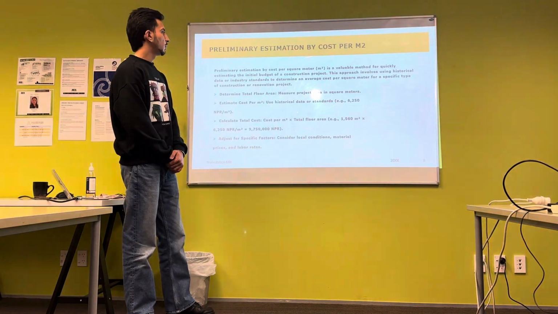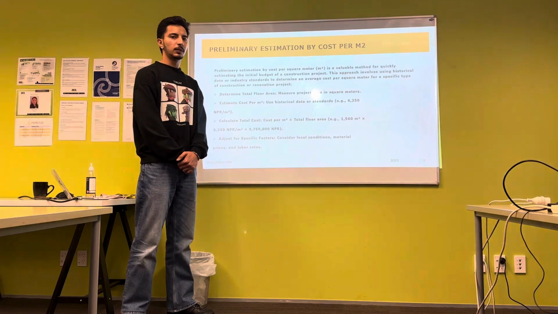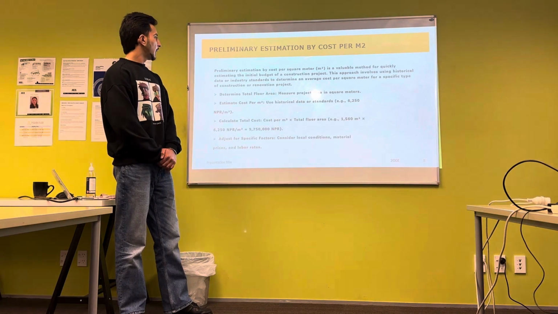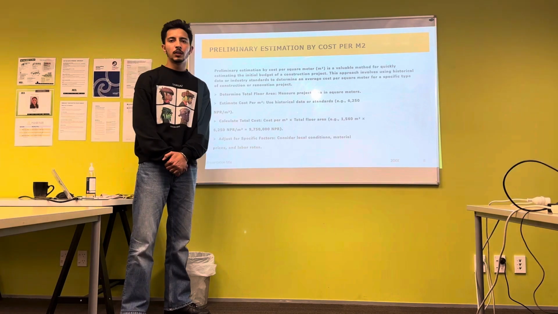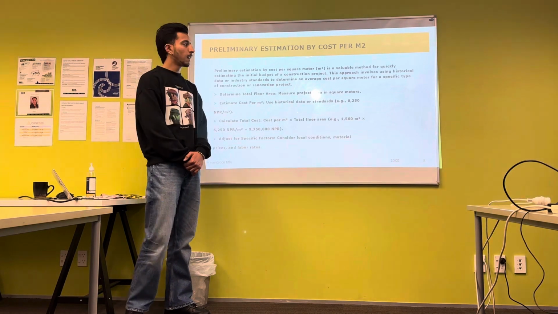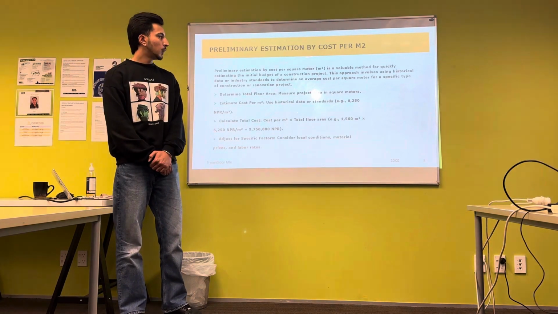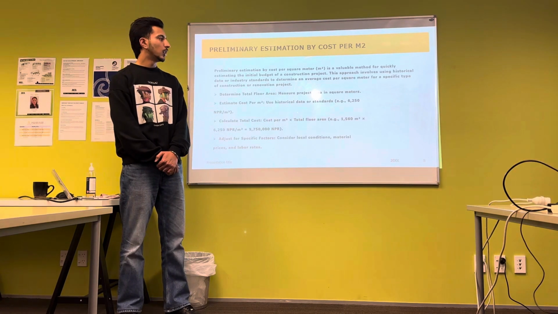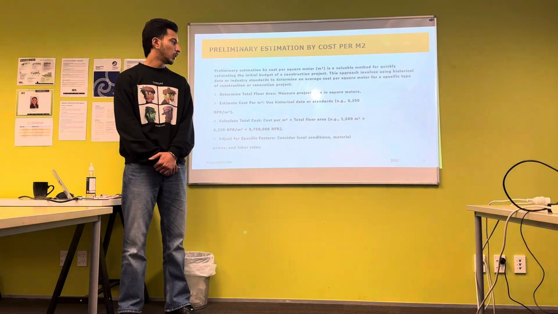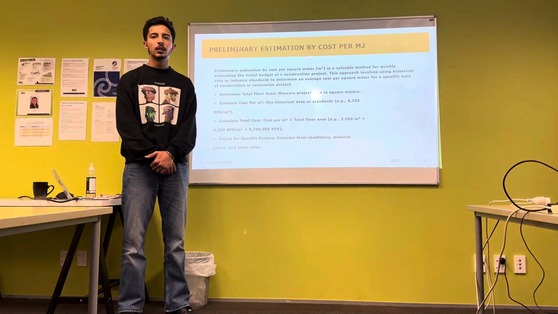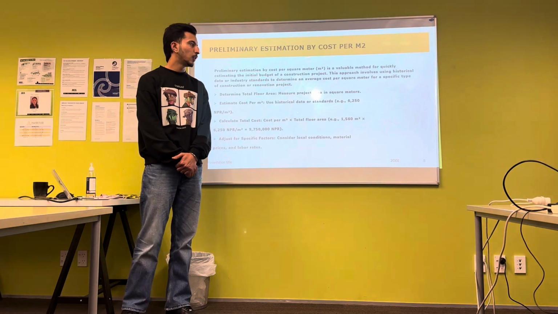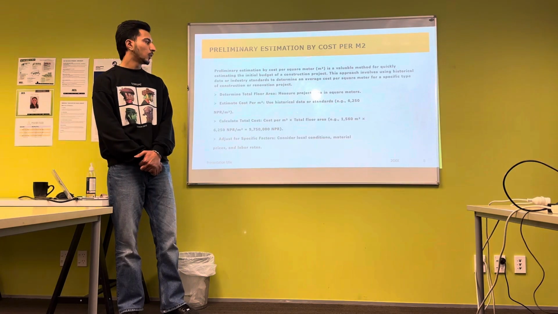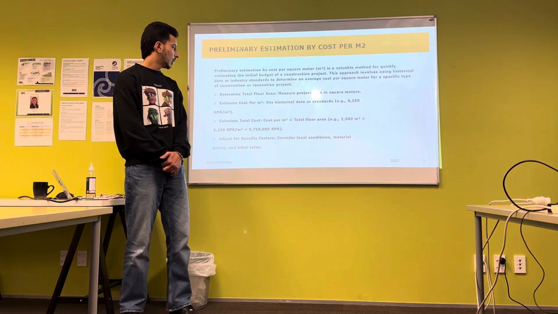Preliminary estimation by cost per meter square. Preliminary estimation by cost per square meter is a valuable method for quickly estimating the initial budget of a construction project. This approach involves using historical data or industry standards to determine an average cost per square meter for a specific type of construction or renovation project.